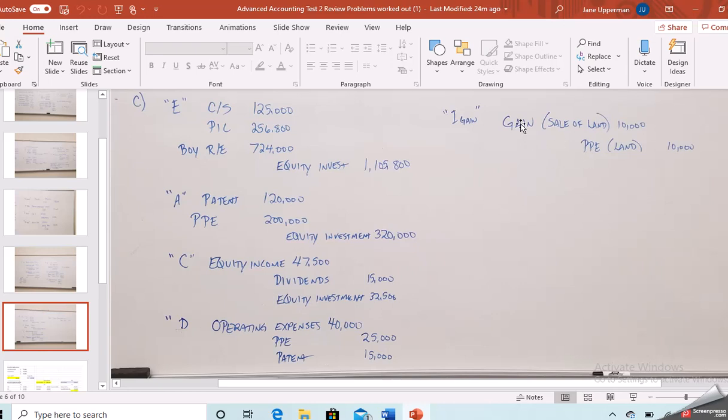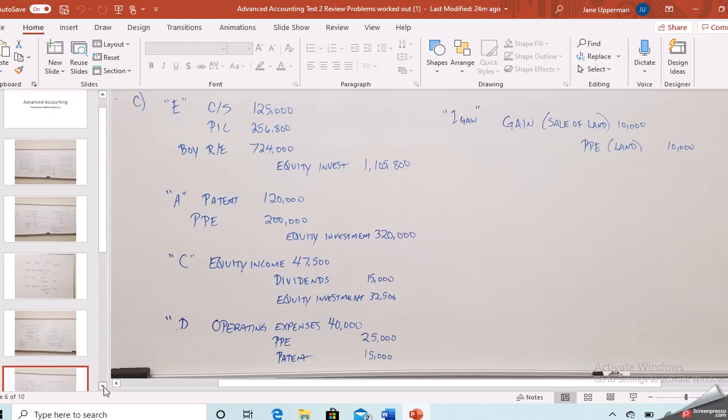And then here we're going to eliminate the gain. So again, the gain, if we had this on the test and you were putting it into a consolidating worksheet, there would be either miscellaneous income or gain that we would be debiting, and then we credit the land to bring it back down to cost. If it was the year after the sale, this debit here would be the equity investment, because the equity investment is where that gain would be housed.